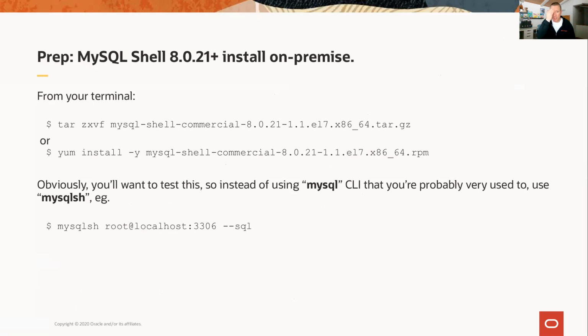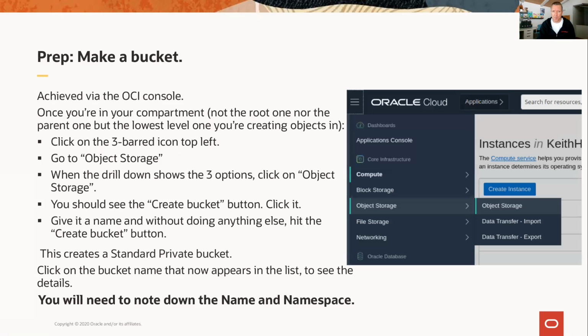So mysqlsh root at localhost, or wherever the database is. I'm going to go into SQL mode. It's just an example, so you can see we're going to write SQL. So we've got Shell, we've got the OCI config. Let's make a bucket. It sounds very good, doesn't it?